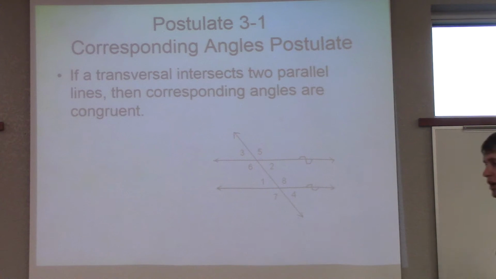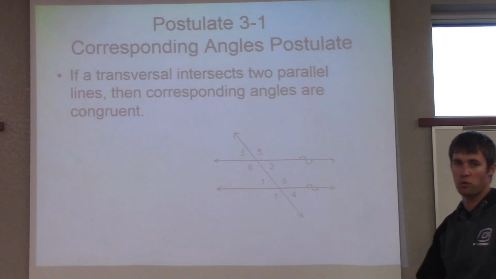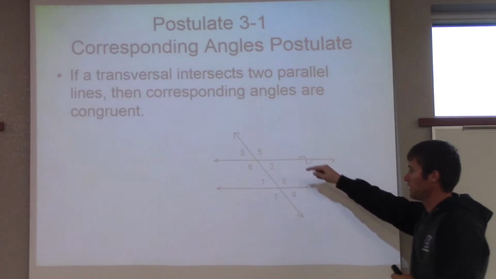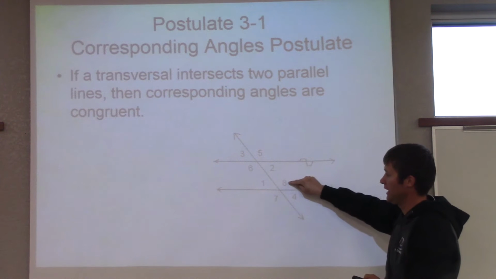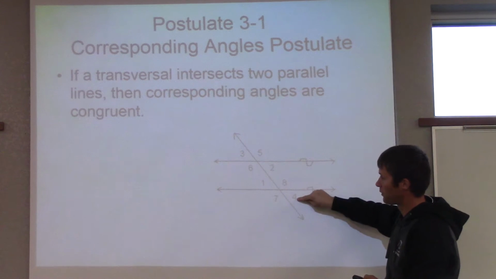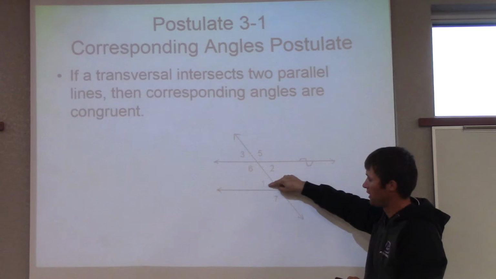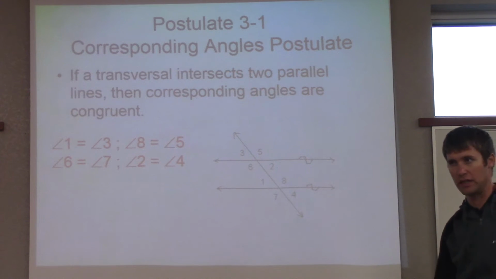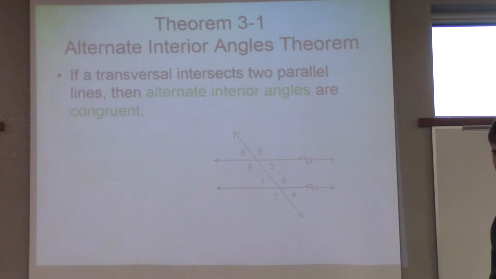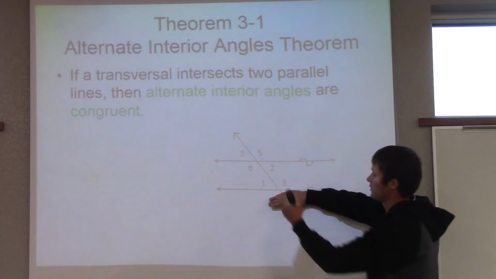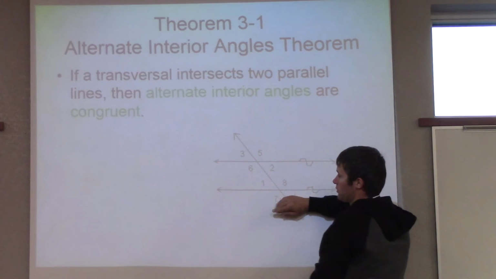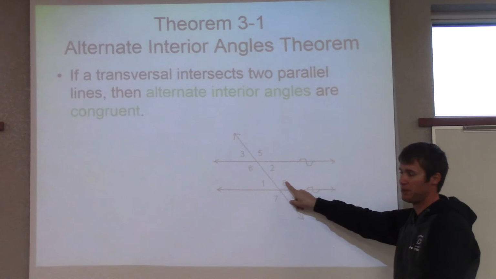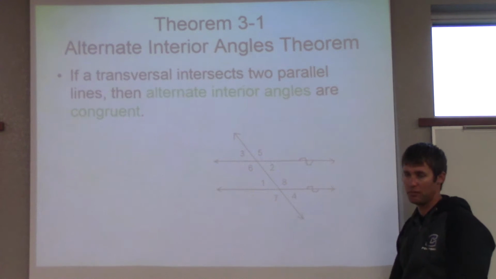Now, here are our postulates. What do we know about corresponding angles? They are congruent to one another. So we could say angle 5 equals angle 8, angle 2 equals angle 4, angle 3 is equal to angle 1, and 6 and 7 are equal. Those corresponding angles are congruent. Next, alternate interior angles. 6 and 8 would be equal, or 2 and 1 would be equal.